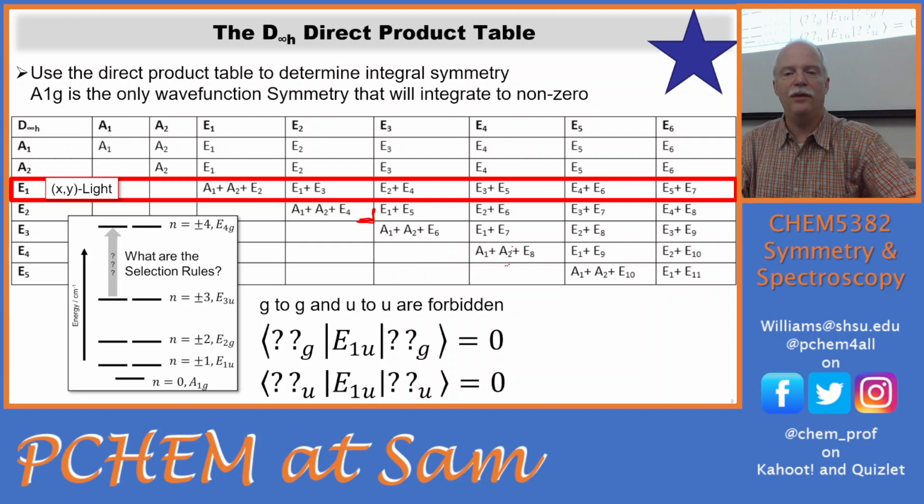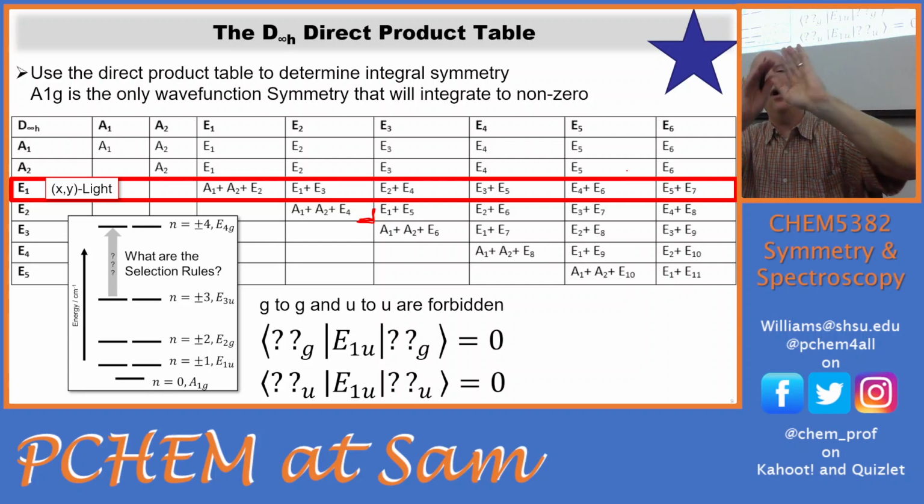If we operate with E1 on E4, it drops to E3 and goes up to E5. If we operate on E5, it splits to 4 and 6. E6, it splits to 5 and 7. And so we were able to fill that out. So we widened the table.